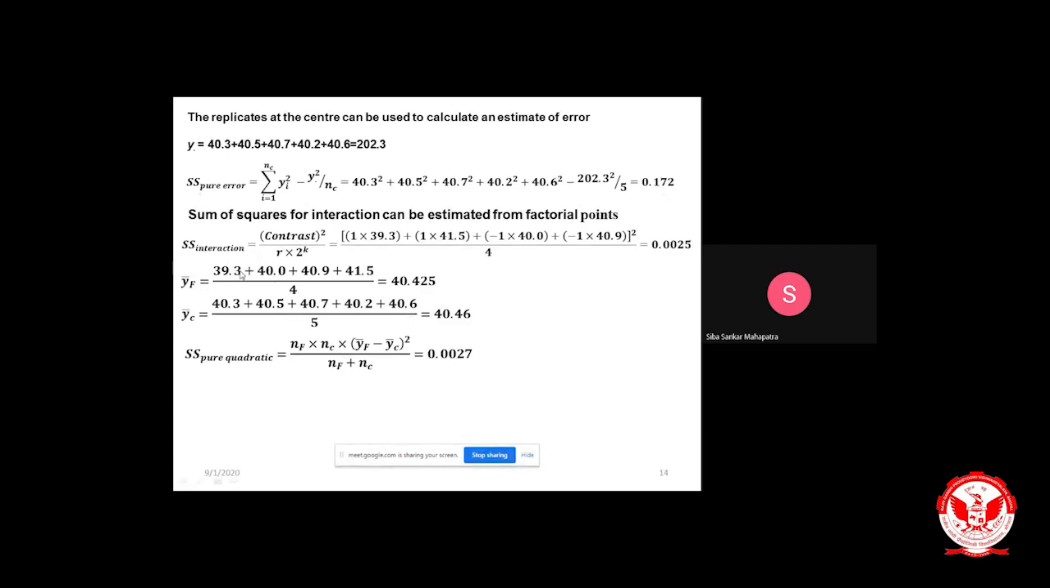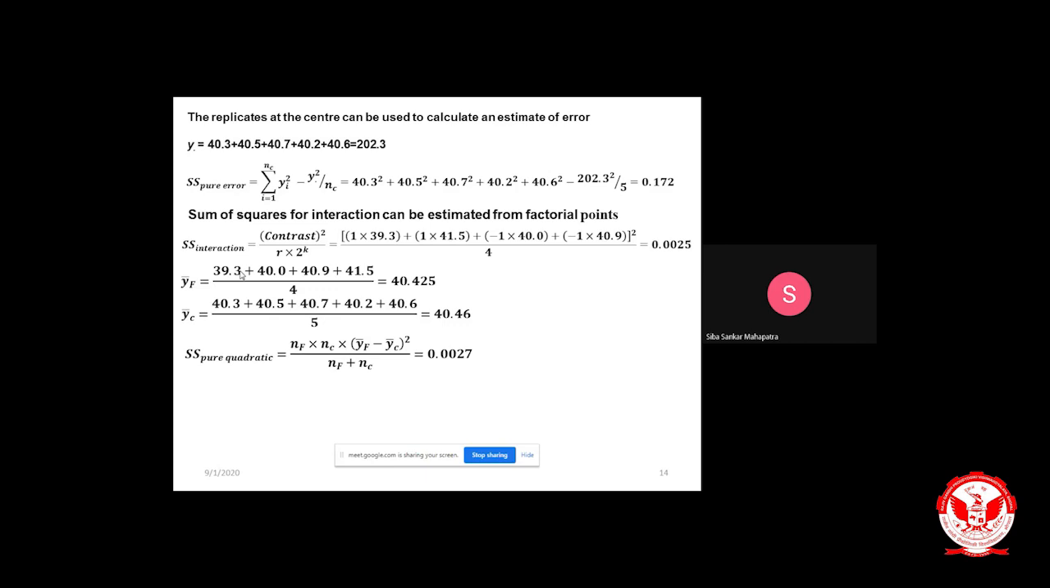Sum of the square for the interaction is given by contrast square divided by r, the number of replicates, multiplied by 2 to the power k, where k is the number of factors. Here we have got 2 factors, the reaction time and reaction temperature. So 2 to the power 2 will be 4. For each experimental run we have taken only one observation. If the number of observations under each parametric condition had been 2, then the r value would have been 2. But here we have taken 1, so r will be equal to 1.